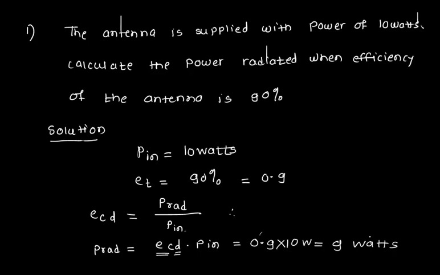So if the dielectric or the reflections or the impedances are not given, you can consider that whatever efficiency is given is nothing but this radiation efficiency. This is the antenna efficiency and this is nothing but the conduction dielectric efficiency or antenna radiation efficiency. So if this is not given, ECD is equal to ET. This is how you can calculate if problems come on this particular efficiency.